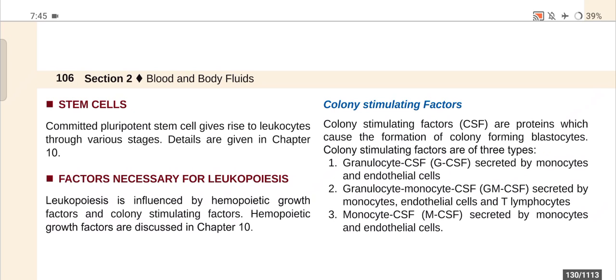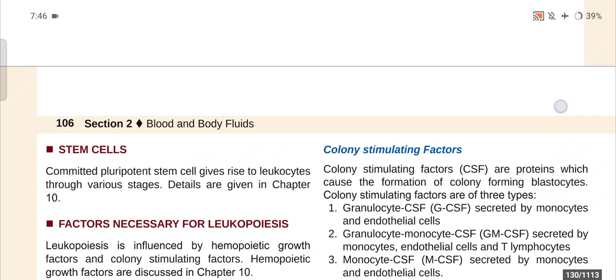Then colony stimulating factor. The colony stimulating factors, CSF, are proteins which cause the formation of colony forming blastocytes, and they are of three types: granulocyte CSF, secreted by monocytes and endothelial cells. Then granulocyte monocyte CSF or GM-CSF, which is secreted by the monocytes, endothelial cells and T lymphocytes. And the monocyte CSF, the M-CSF, is secreted by the monocytes and endothelial cells.